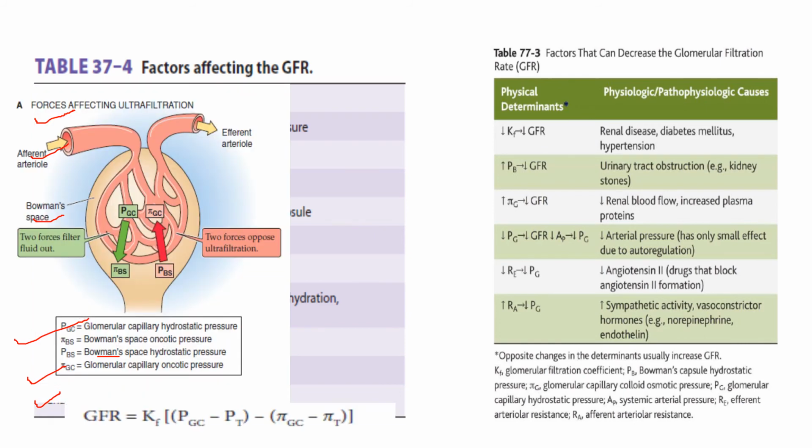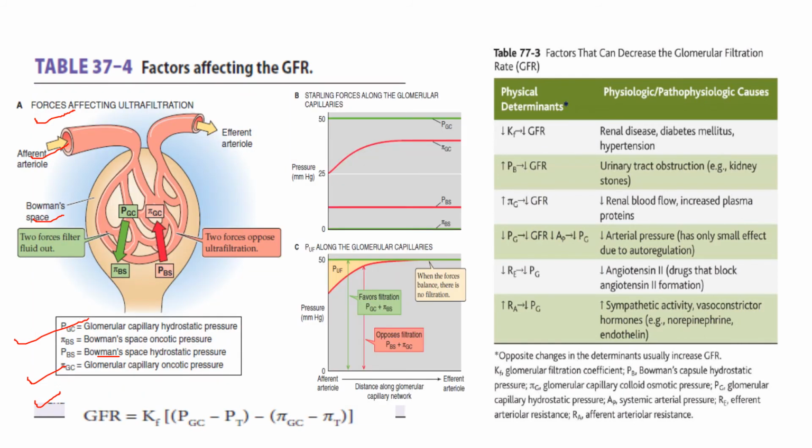From our previous knowledge, we know this is the equation where the factor favoring the filtration is, one, the hydrostatic pressure of the glomerular capillary. As this factor is very negligible, we are not taking it. And the factors that oppose the filtration are two: the hydrostatic pressure of the Bowman's capsule and the oncotic pressure of the glomerular capillary.